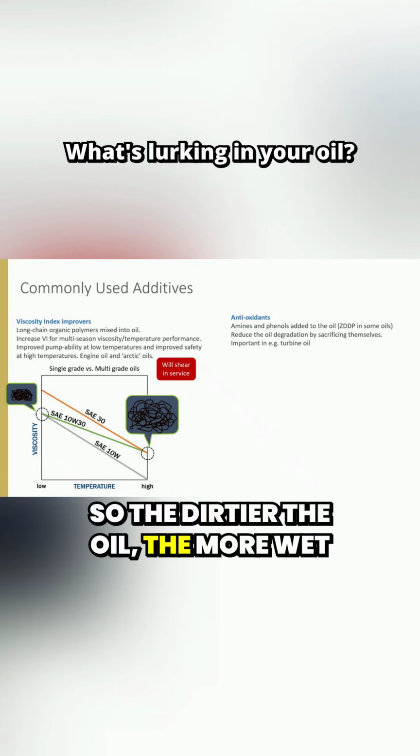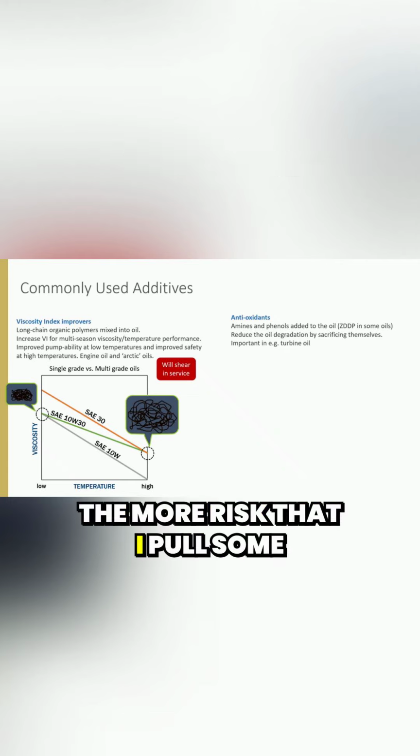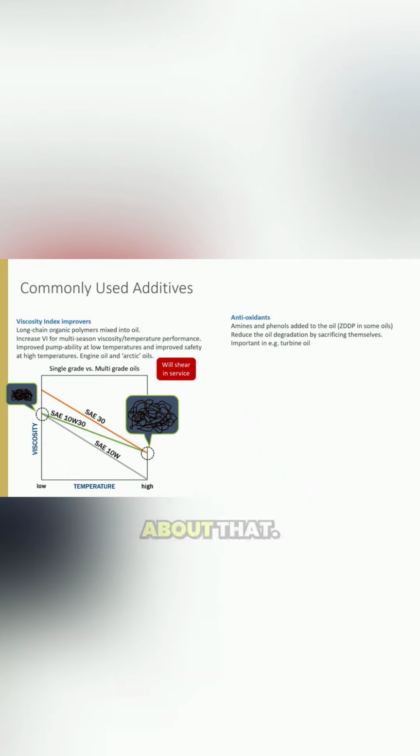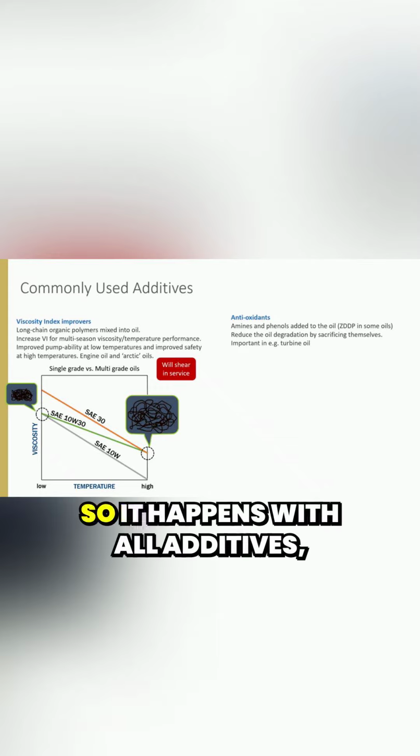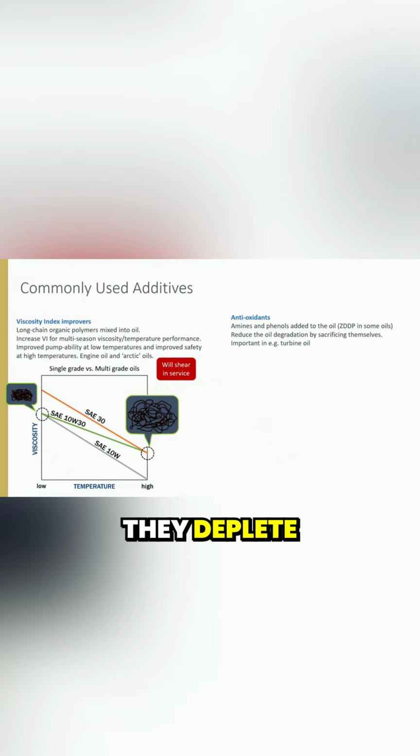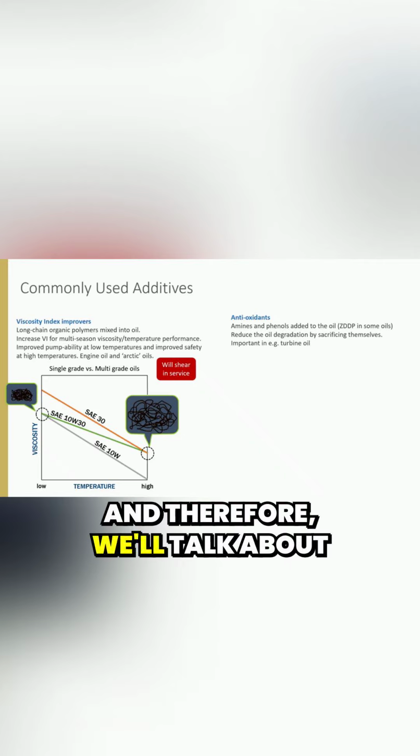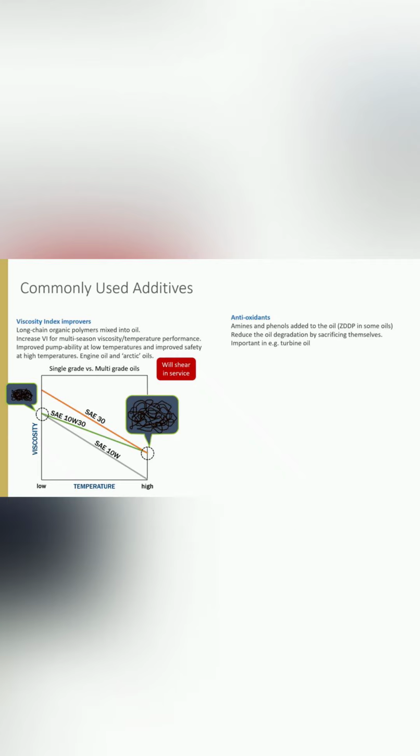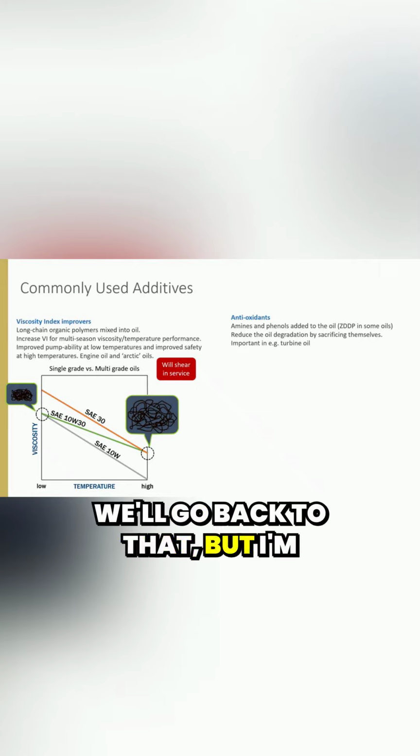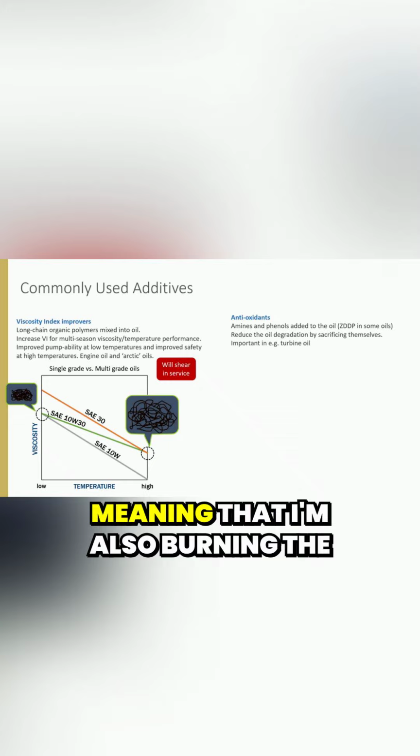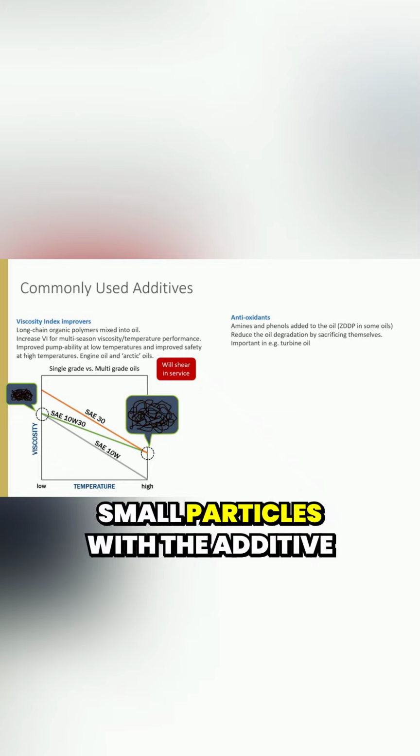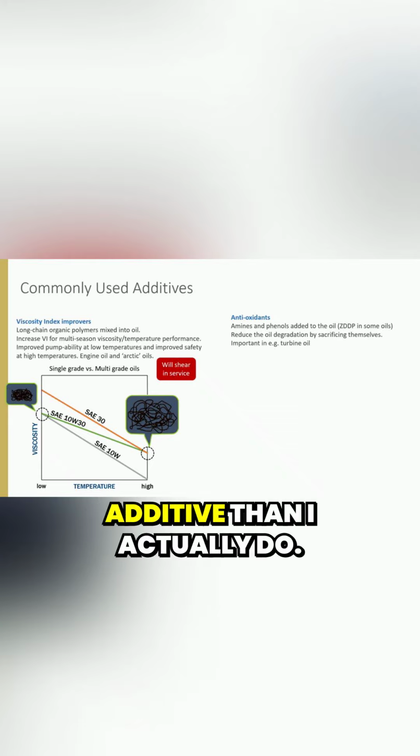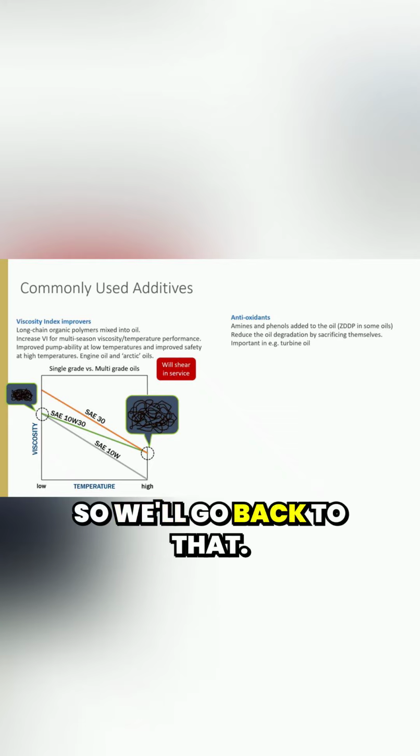The dirtier the oil, the more wet the oil, the more risk that I pull some additives. And there's nothing you can do about that. So it happens with all additives. They deplete with contamination. If I have very, very contaminated oil, then I don't actually trust my measurement of additive level, because I'm actually burning what is in here, meaning that I'm also burning the small particles with the additive on. So it looks like I have more additive than I actually do. So we'll go back to that.